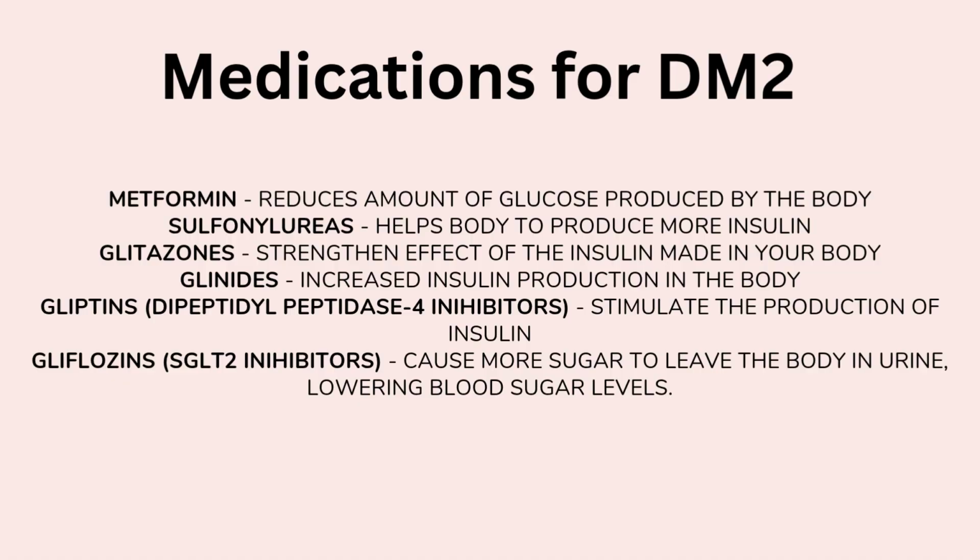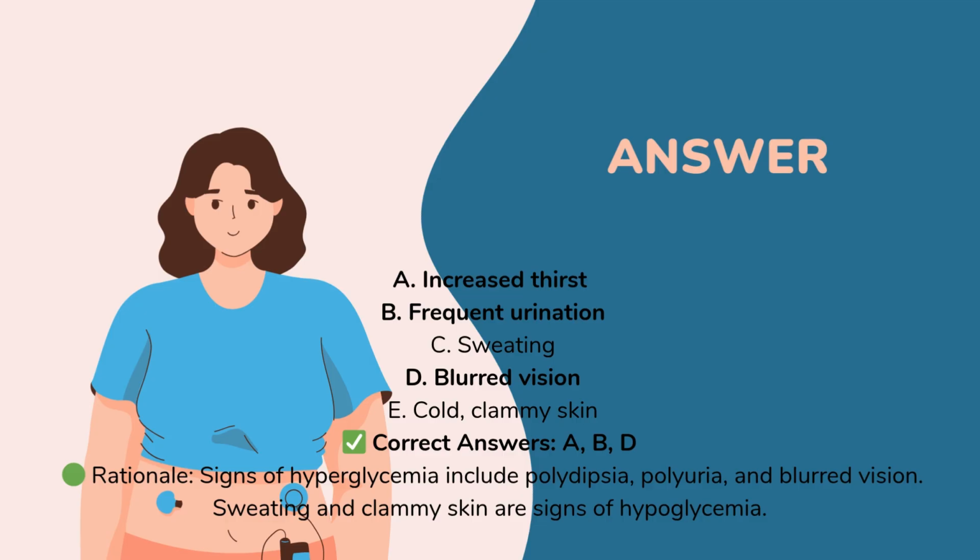This is just a list of some more medications for diabetes mellitus type 2. We have metformin, which reduces the amount of glucose produced by the body. Our sulfonylureas help the body to produce more insulin. Our glitazones strengthen the effect of the insulin made in your body. Our glinides increase insulin production in the body. Our gliptins stimulate the production of insulin, and our gliflozins cause more sugar to leave the body in urine, lowering blood sugar levels.